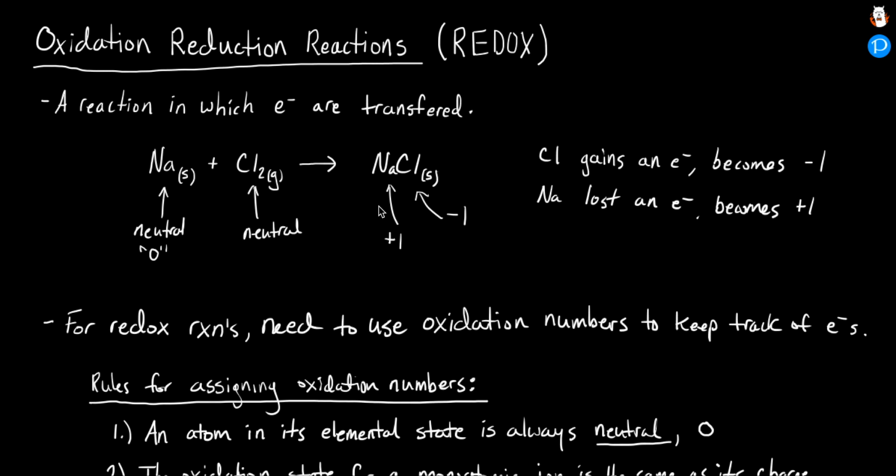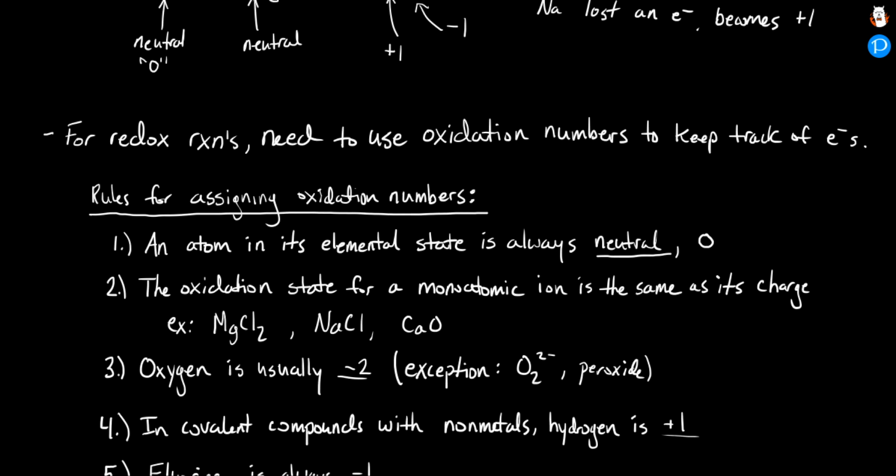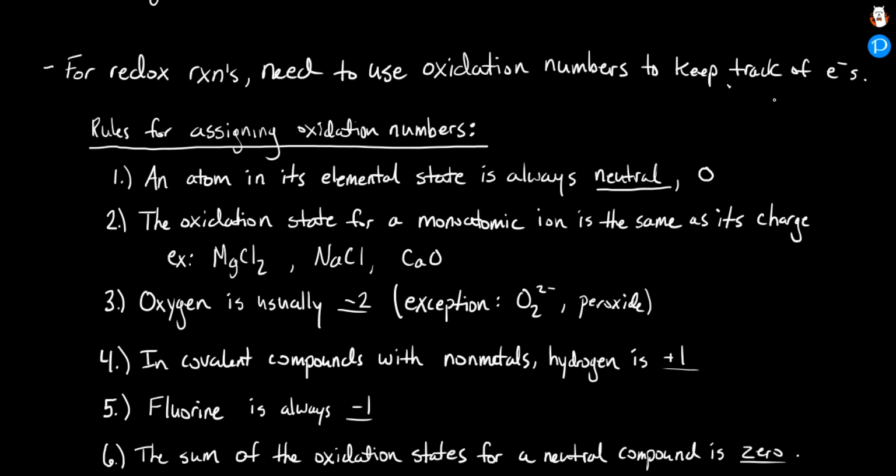So all those kind of reactions where we're making an ionic compound, those would all be examples of redox reactions. But not all redox reactions deal with ionic compounds. So we are going to have to use a system to keep track of electrons. And the way we do that is we use what are called oxidation numbers. So an oxidation number we can kind of think about is like a charge.